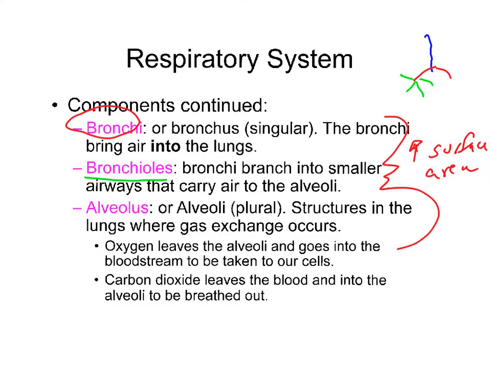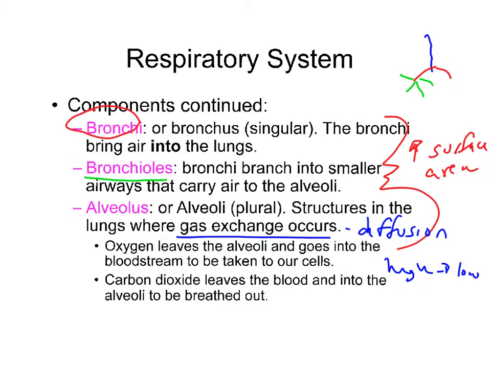The alveoli then are where actual gas exchange occurs. So these are the pieces that are doing the actual work of trading gases back and forth. I say work, it's a passive process. It's happening by diffusion. So remember, diffusion is the movement of things from high concentration to low concentration. So we don't need to expend any energy or burn any sugar or ATP for carbon dioxide and oxygen to move back and forth across our alveoli. But that's where it's happening.